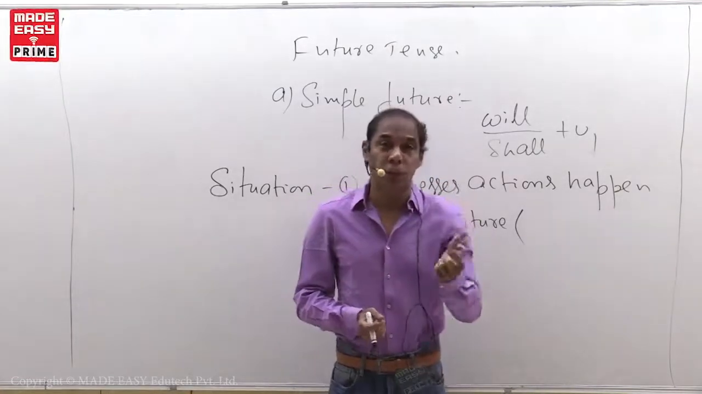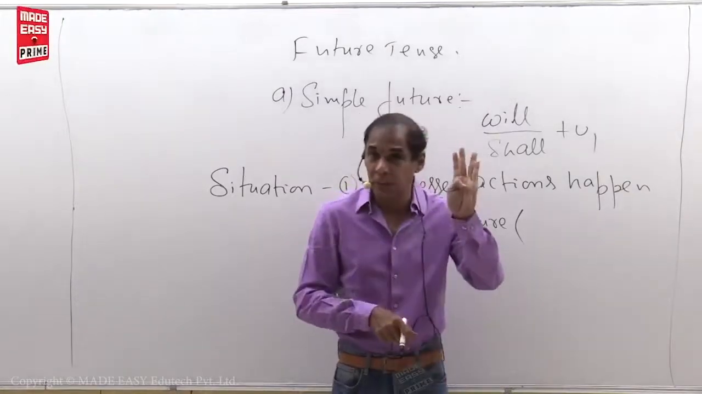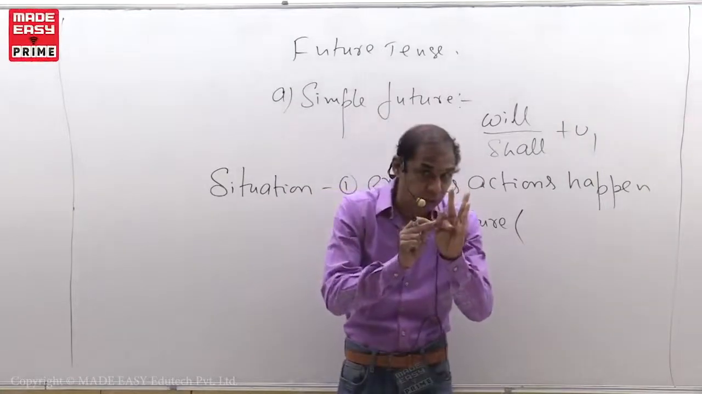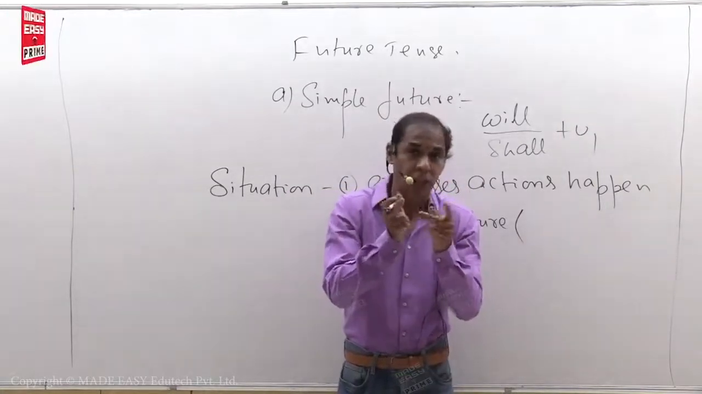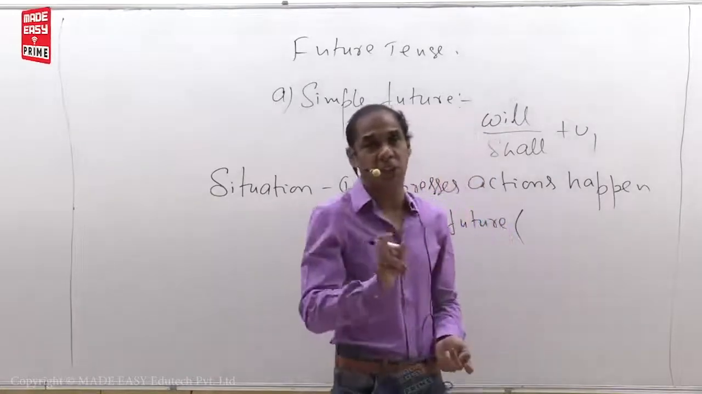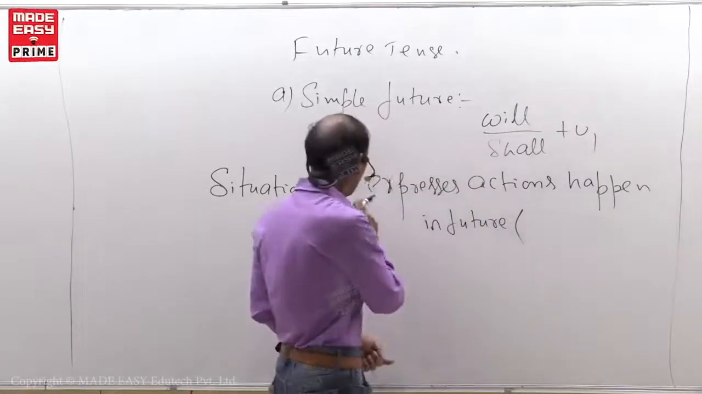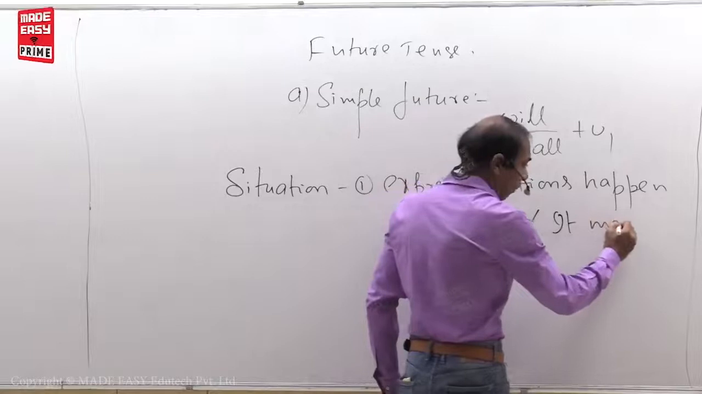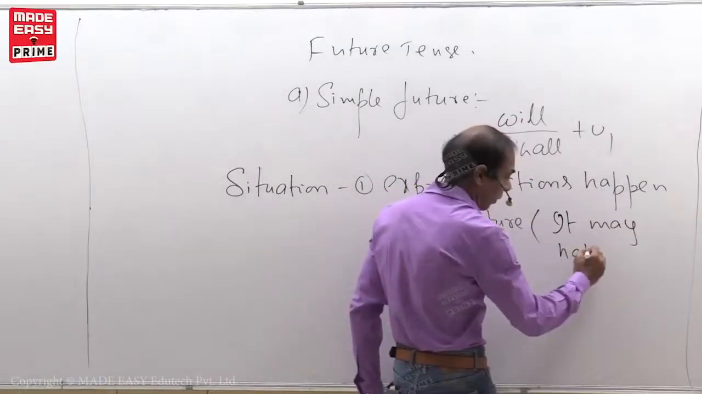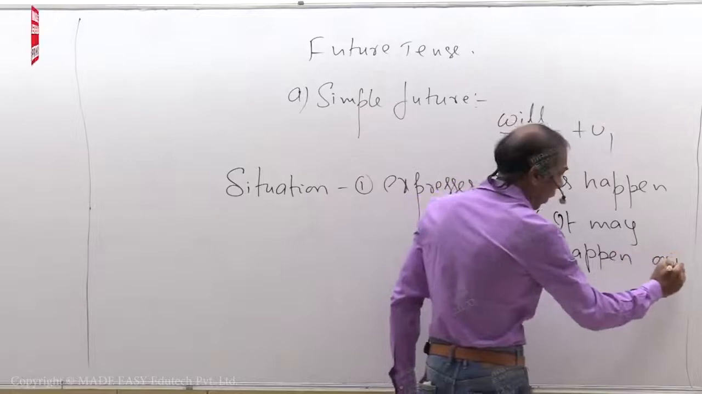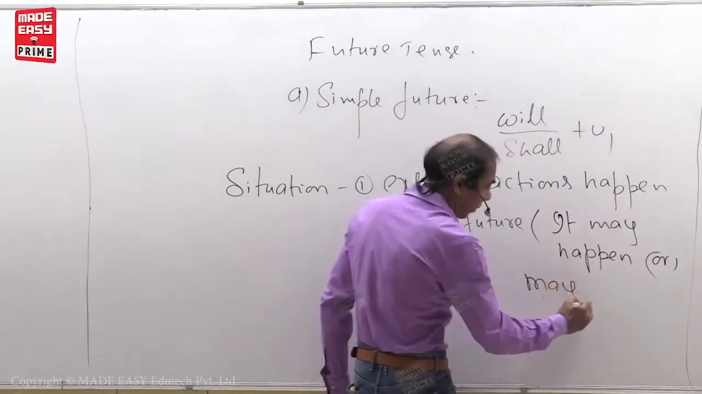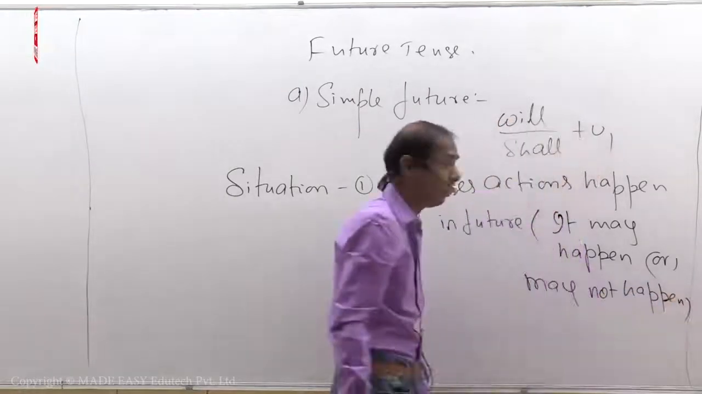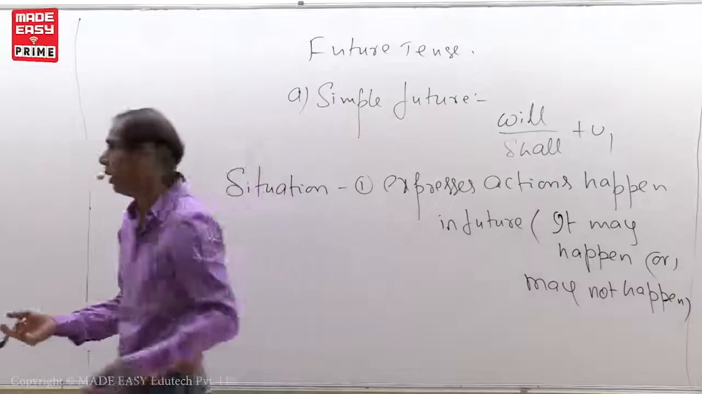We are just thinking to do. It may happen or may not happen. Simple future: already decided or planned. Simple present: already decided or planned plus arrangement is also done. Present continuous tense. Do you remember? Same point. Expresses actions happen in future. It may happen or may not happen.